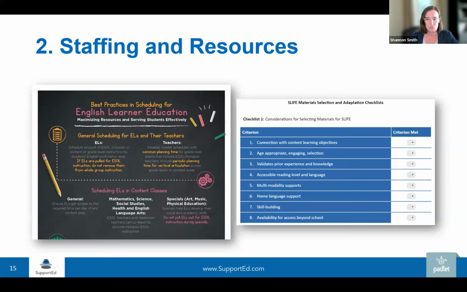So those are some great tools that you can take back and utilize as you're collaborating between ELD teachers and content teachers.